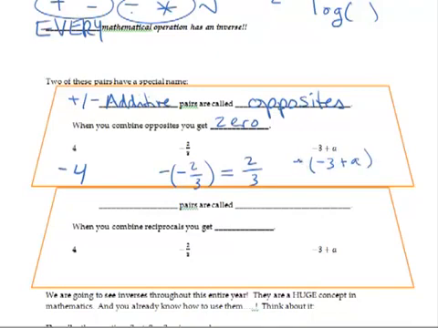Again, we know that we have a negative outside here. We'll distribute that to each, so we'll get positive 3 minus a. They just change the signs. Now, when you combine opposites, you should get 0.